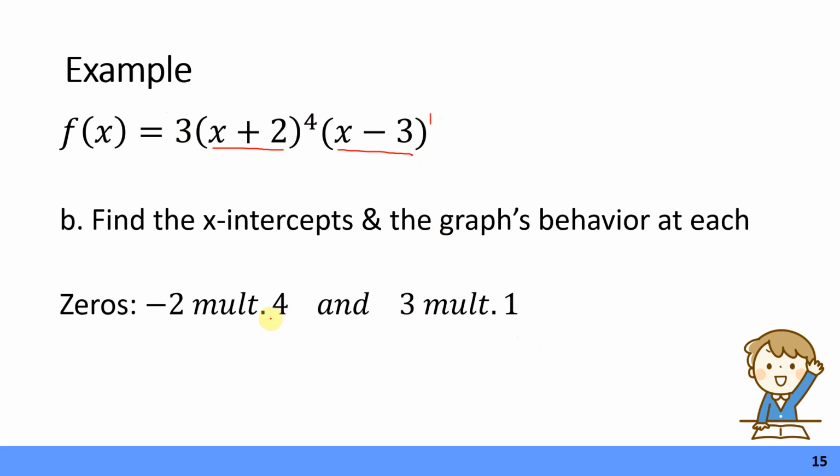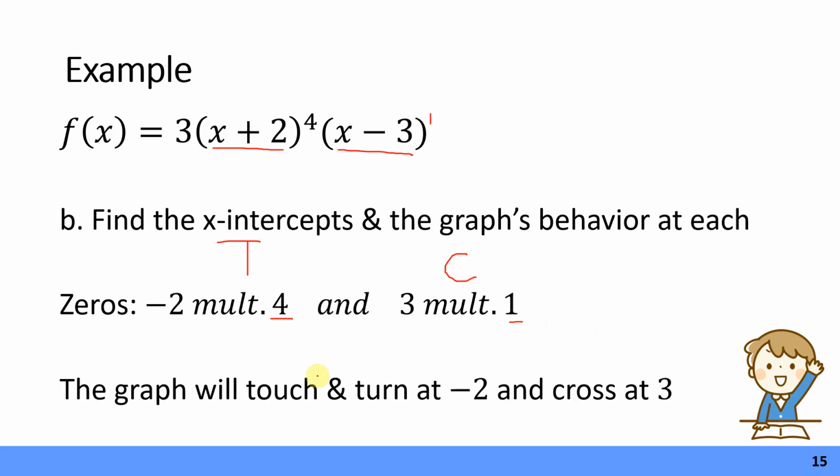Now, touch or cross, we look at the multiplicity. Multiplicity of 4 is even, so it's going to touch. Remember, ET, even touch. Multiplicity of 1 is odd, so it's going to cross. Okay, so the graph will touch and turn at -2, but it's going to cross at 3.